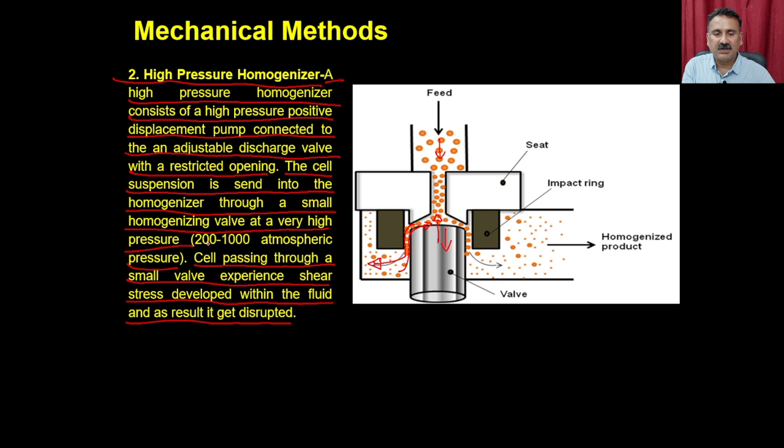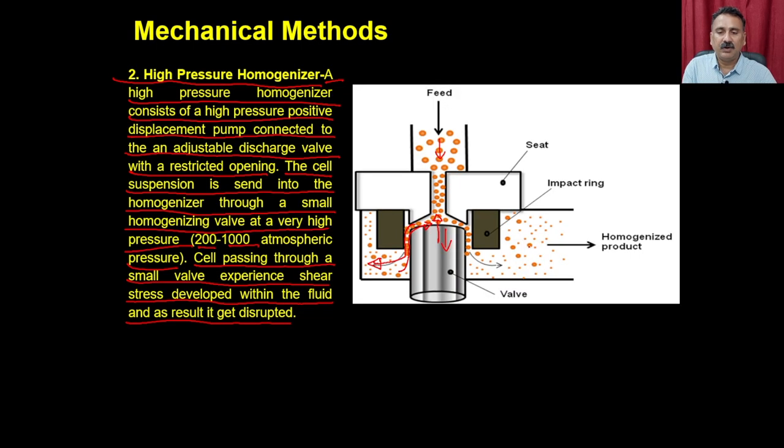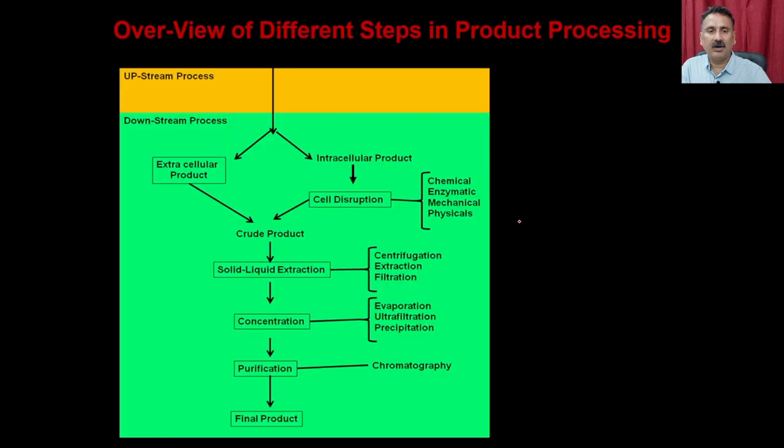And the pressure difference you see is from 200 to 1000 atmospheric pressure. This means the pressure is going to be very high. So when this happens at a very high pressure, all the cells are going to be lysed and they are going to release their product. Then this product can be recovered from another opening. So this is all about the cell disruption methods.